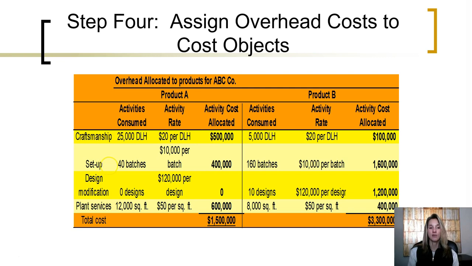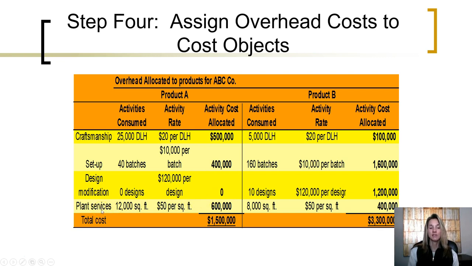We do the same thing for the setup cost pool. Product A incurred 40 batches. The predetermined overhead rate is $10,000 per batch, allocating $400,000 in indirect costs to product A for setup indirect costs. Design modification. Product A had 0 designs. Thus, it is allocated none of the design modification indirect costs. Because it didn't use any of that activity, it doesn't get any of those costs.